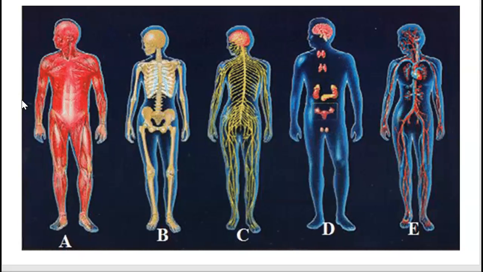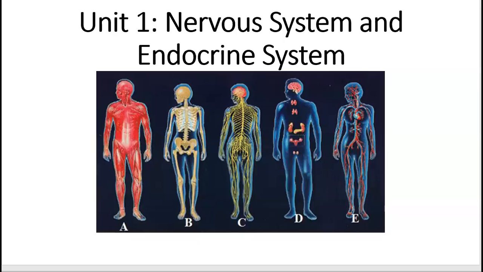Okay, so do you have any idea with this picture? What's your idea with this picture? Right, so it's like parts of the body or it's a human anatomy. Okay, anyway, so specifically our topic for this afternoon is about nervous system and endocrine system.